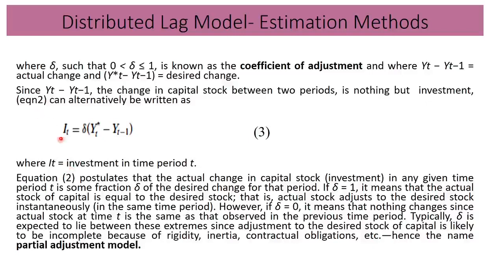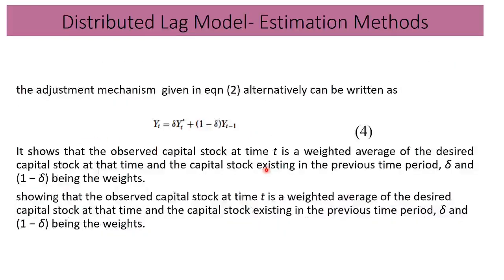The term partial means that the change in the stock of capital won't be full. It will be partial, or incomplete, due to rigidity, inertia, contractual obligations, etc. The adjustment mechanism given in equation 2 can be alternatively written as Yt equals delta Yt star plus 1 minus delta times Yt minus 1.